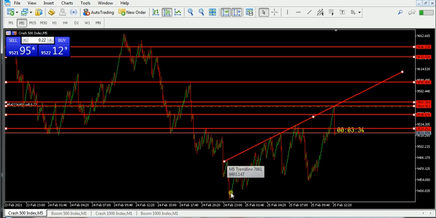You can notice that once price gets here, it's a 4. It gets here, it's a 4. It gets here, it's a 4. Now it gets to this point, there was a 4, and that is where I took my trade.